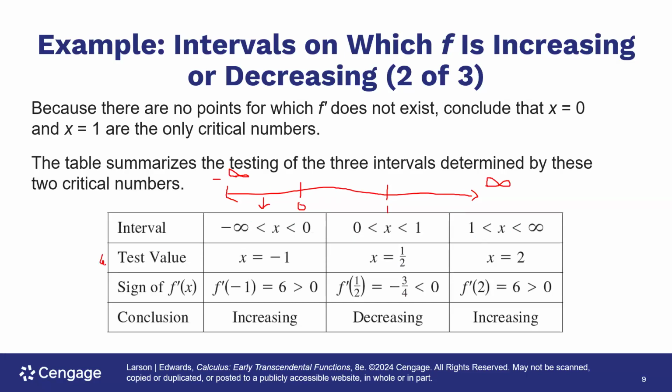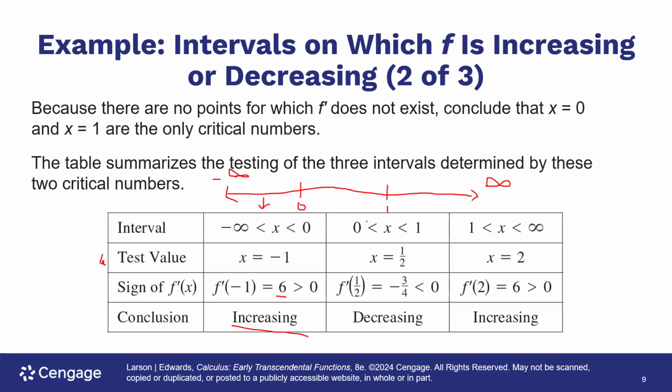We're going to test some numbers within each of these 3 intervals. First interval, we're testing -1. If we substitute -1 and evaluate that first derivative function when x is equal to -1, we get 6. And since 6 is greater than 0, the behavior of that function from negative infinity to 0 should be increasing.